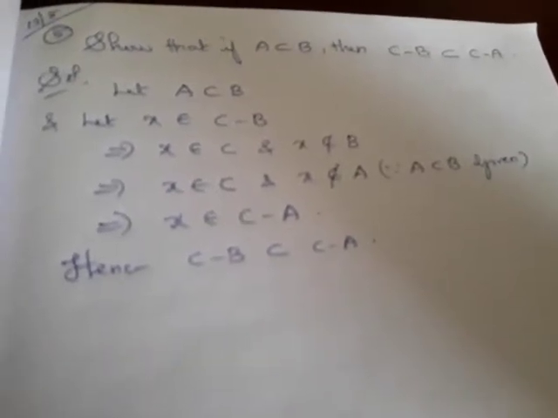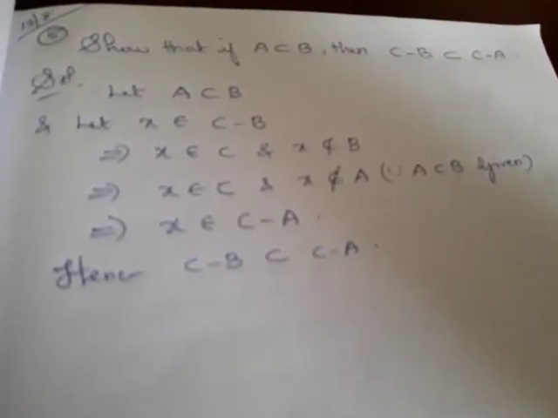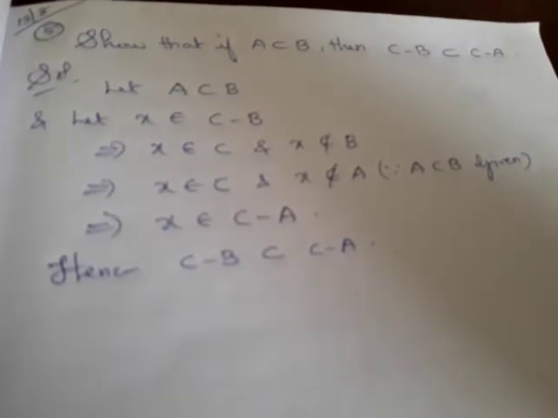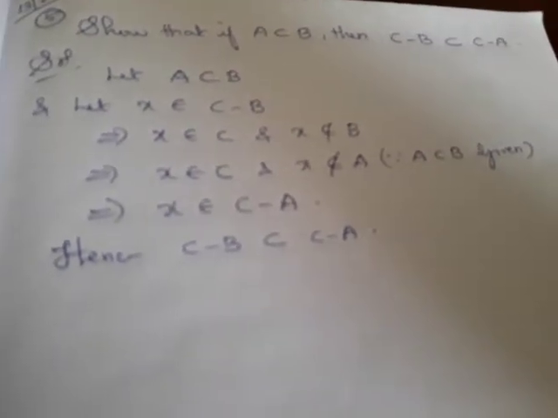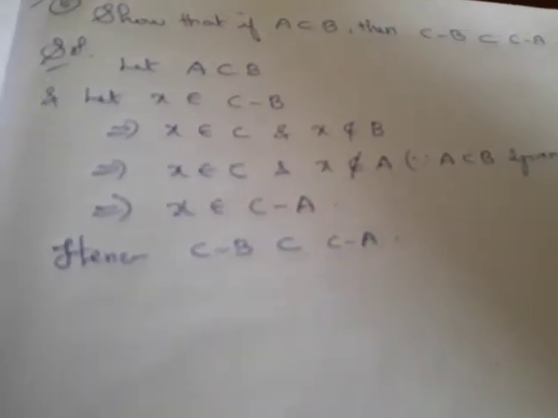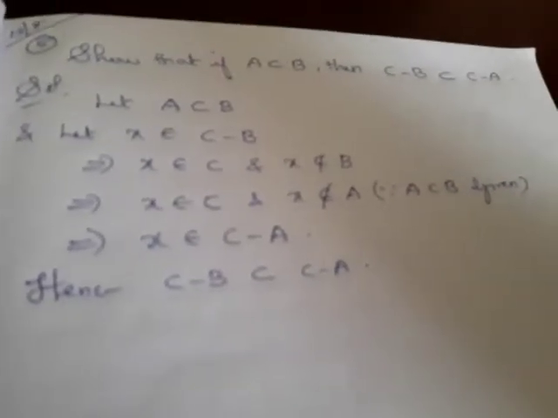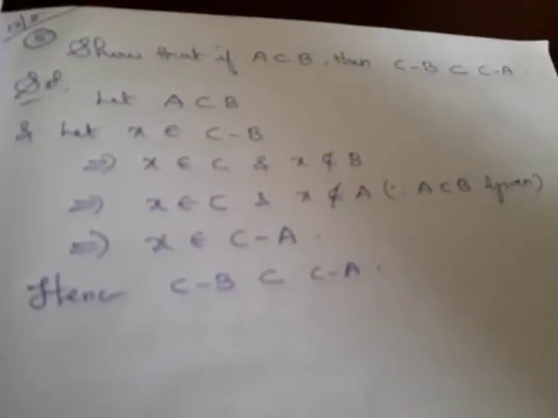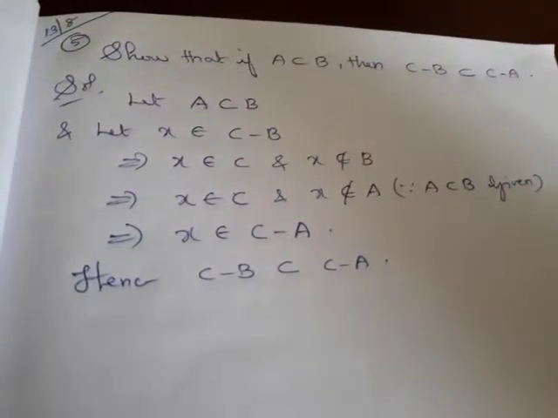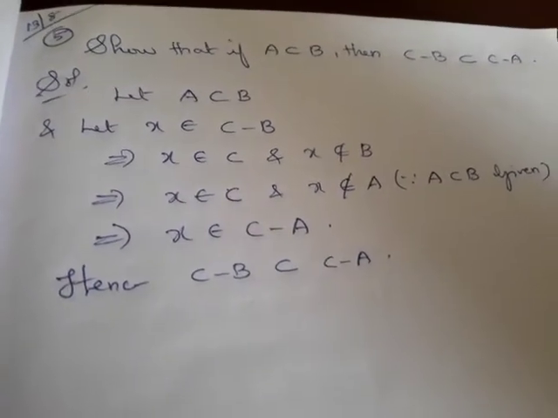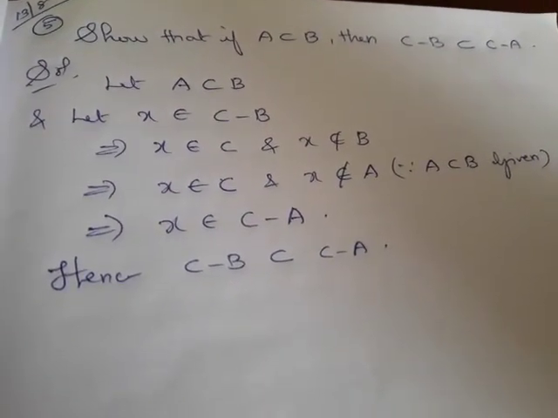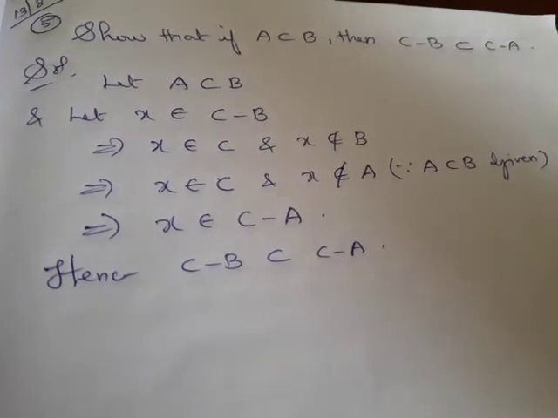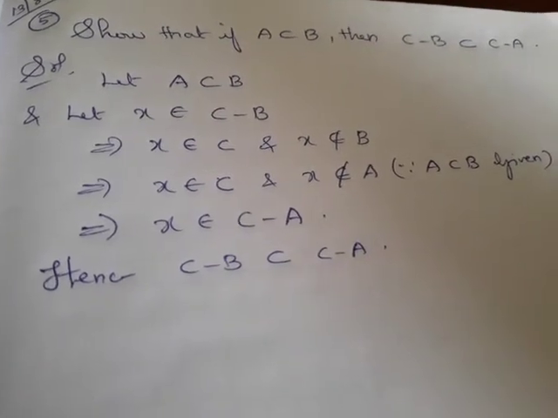Good morning, students. In today's class, let us continue with the miscellaneous exercise remaining problems. We are revising actually the entire chapter. So, we completed till fourth question. Let us see the fifth question now. Now, what is given in the fifth question? Show that if A is a subset of B, then C minus B is a subset of C minus A.